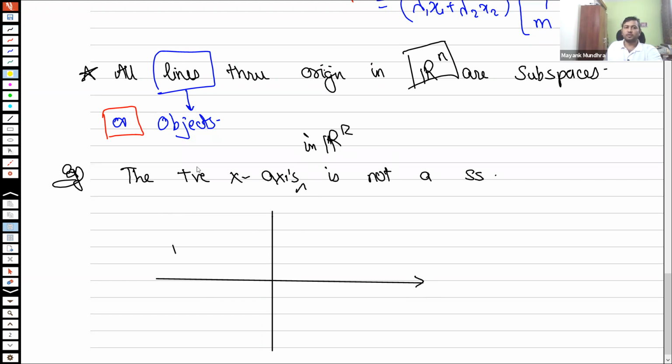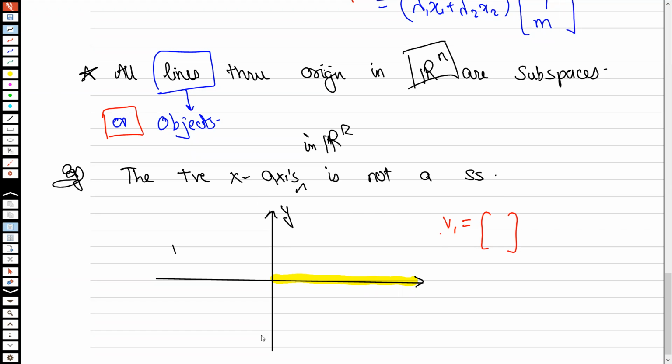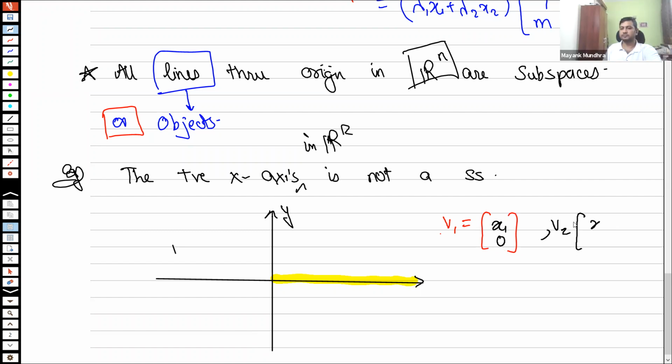So this is what I'm talking about. Okay, so you take any two vectors v1. What is going to be a standard vector along the positive x-axis, Kanishka? What is going to be the form of a standard vector along the positive x-axis in R square? Sir, x comma 0. Oh, very good. So I can write v1 as x1, 0 and v2 as x2, 0.